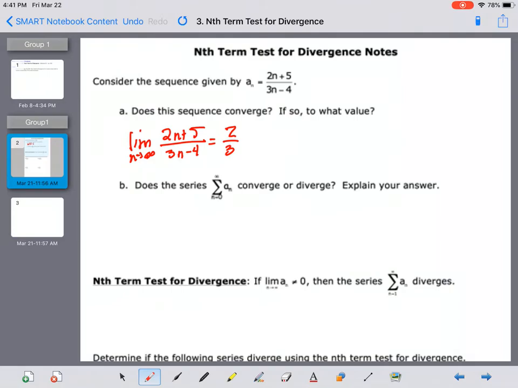Because that 2/3 is a finite value, it is a number, we automatically know that the sequence converges. So therefore, the sequence converges, and it converges to that value of 2/3. Okay. Now, just because our sequence converges doesn't mean the series that is similar to that sequence is also going to converge. They will not have the same behavior.